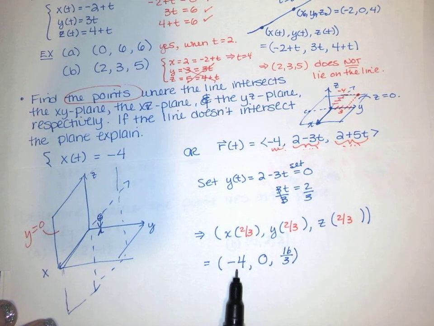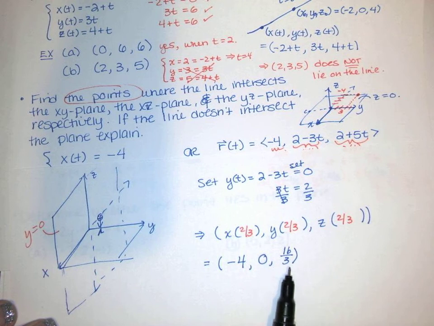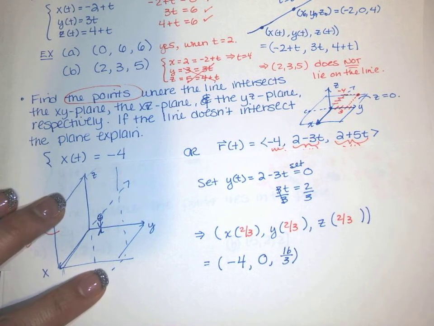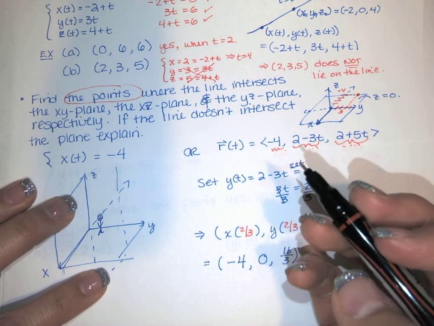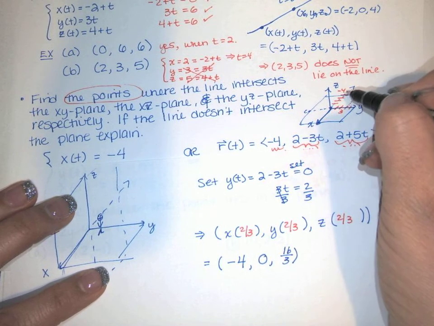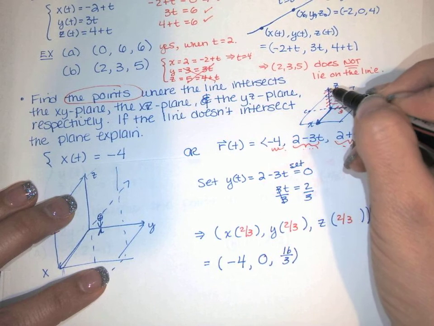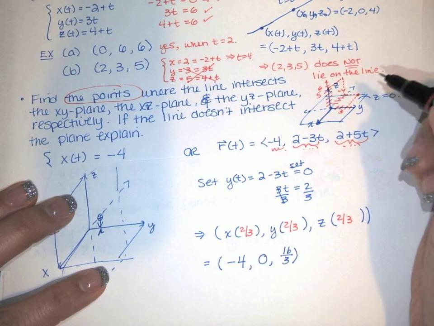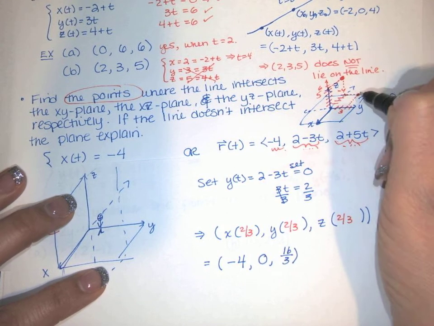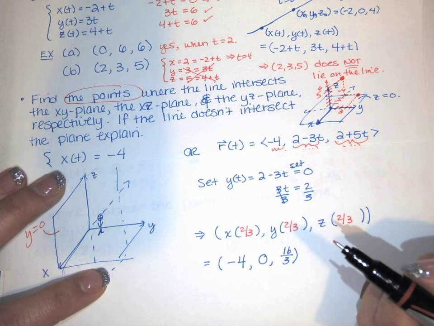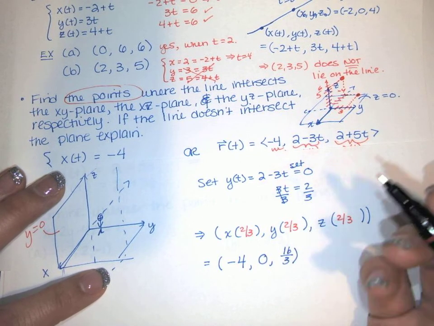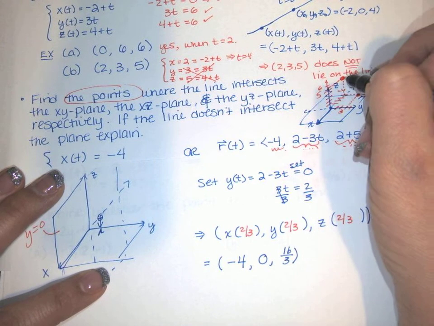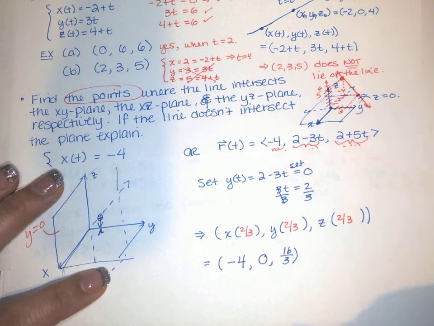So we go -4 units in the x direction, 0 units in the y direction, and then 16/3. So that's 5 1/3 units in the z direction. So we go back 4 and then up 5 and a little bit more than that, 5 1/3. You draw a little box like this, and that is where our line crosses the XZ plane. So we've got a line, 2 points determine a line in 3D as well as 2D. So it looks like this.